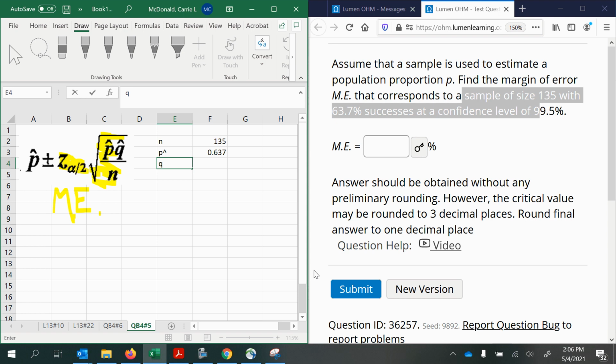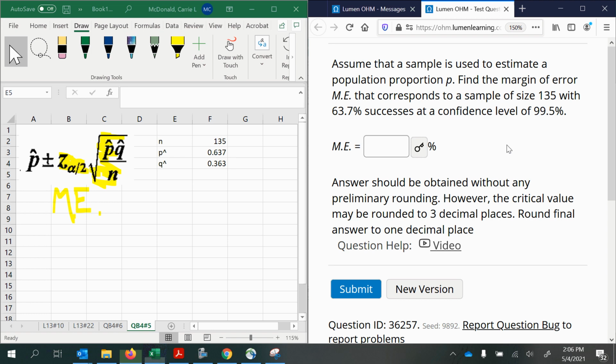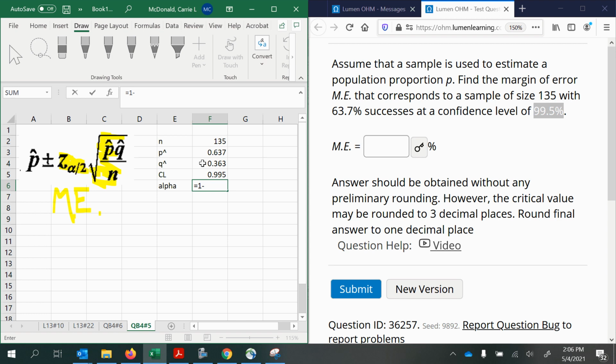We're also going to need q hat, and q hat is always 1 minus p hat. So I'll just go ahead and get that. And then we have our confidence level, which is going to help us find our critical value z-score. So the confidence level, 0.995 as a decimal, alpha equals 1 minus the confidence level, and half of alpha would be the area in one tail under the standard normal bell curve. Now we're going to divide this by 2. And that's the left area for our critical value.